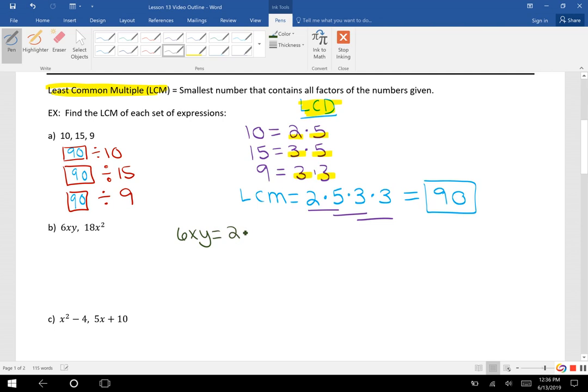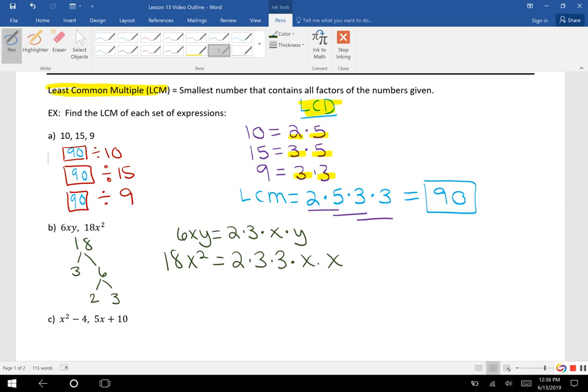6xy, 6 is the same thing as 2 times 3. And then we've got an x and a y. Now the 18, well, 18 is 3 times 6, and 6 is 2 times 3. So that 18x squared is 2 times 3 times 3 times x times x. All right, so least common multiple. I'm going to start by just copying down everything in that first term. So I just copy down the 2, the 3, the x, and the y.